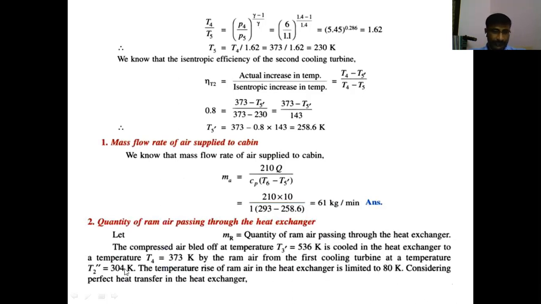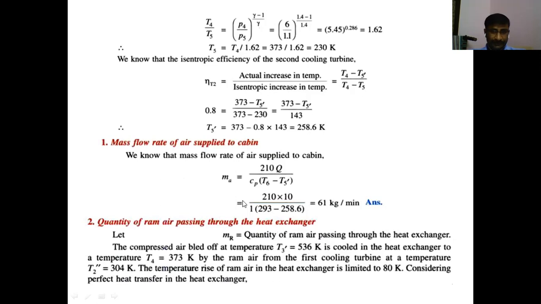This T2 double dash is raised by 80 kelvins. That means after the heat exchanger, the ram air temperature increases from 304 to 384. Consider perfect heat transfer in the heat exchanger. The amount of heat absorbed by this ram air to rise from 304 kelvins to 384 kelvins is equal to the amount of heat rejected by the compressed air, whose temperature is reduced from 536 kelvins to 373 kelvins.